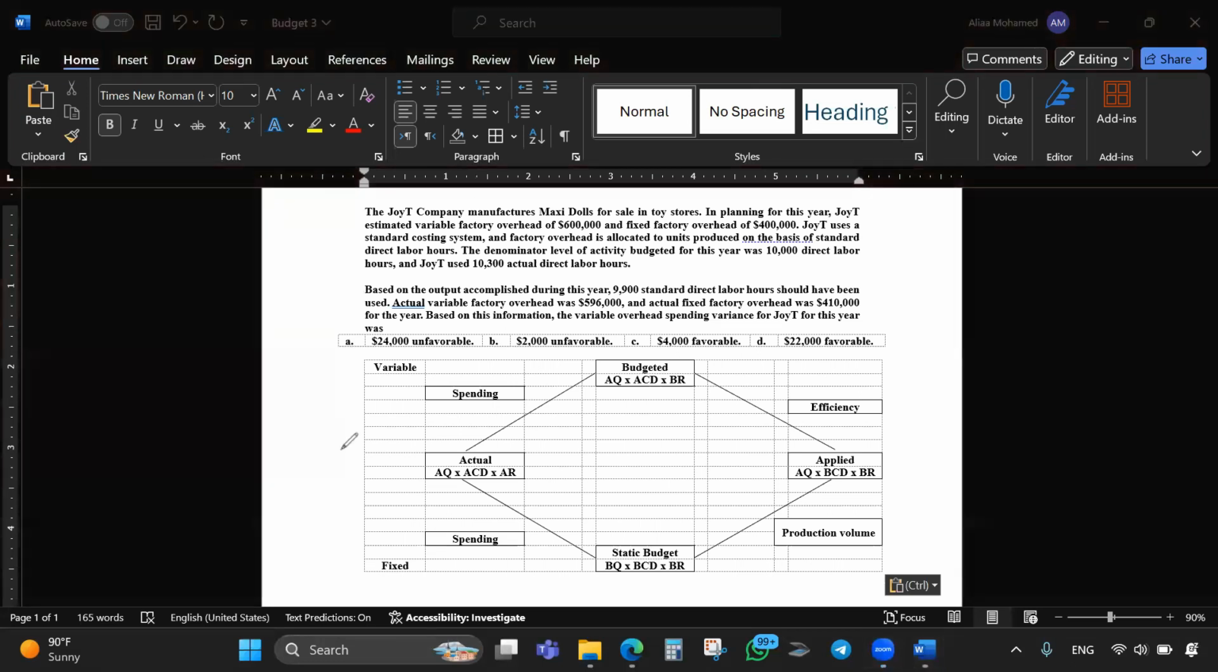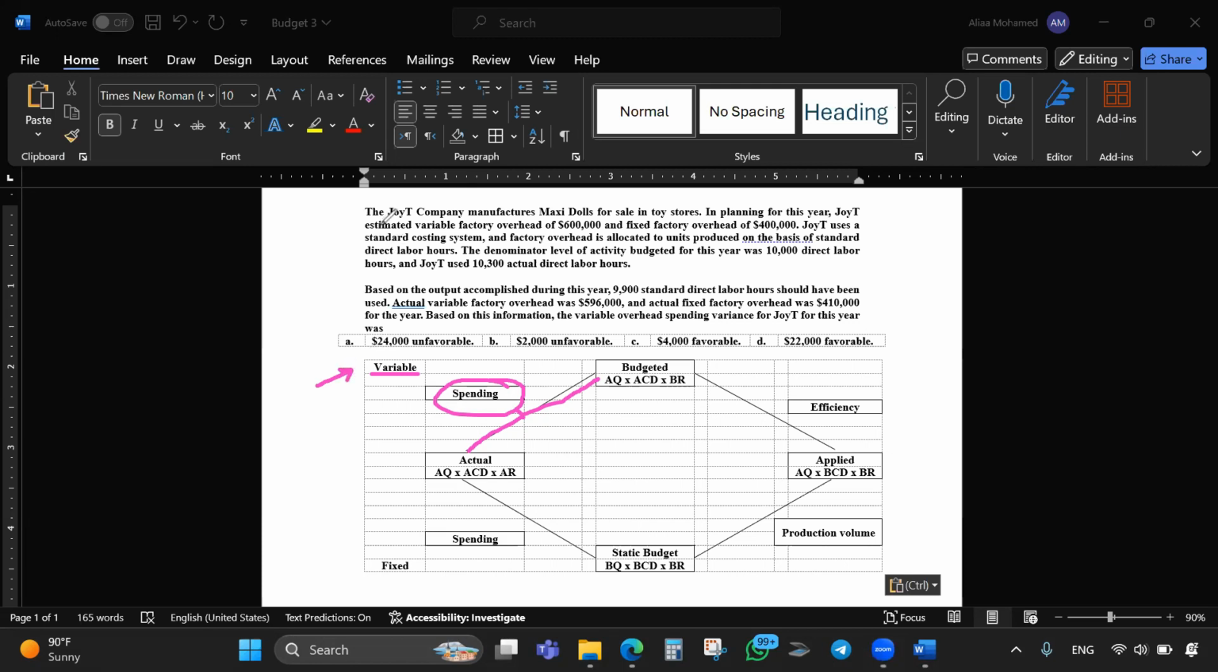This graph is talking about above the line I drew. I'm talking about variable overhead, and under the line, I'm talking about fixed overhead. He is asking for spending variable overhead. The spending variable overhead is the difference between budgeted amount here and actual amount here. So we will concentrate when reading the question above on the data concerning variable overhead only.